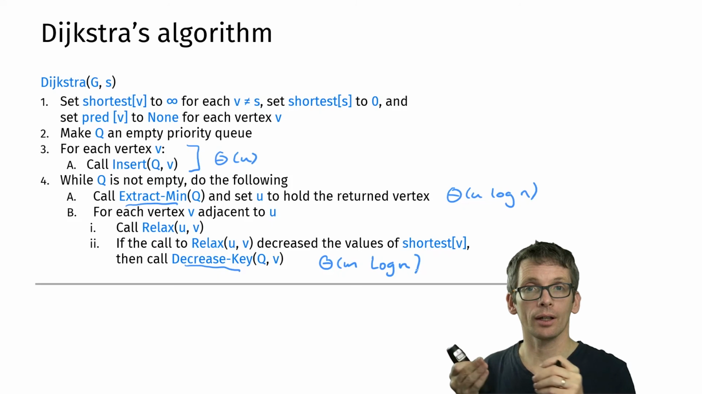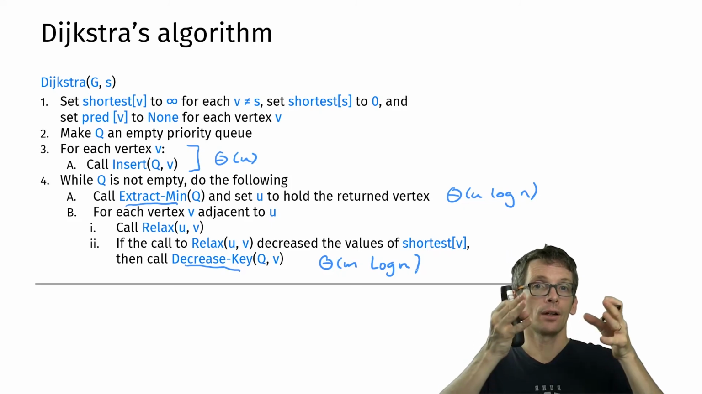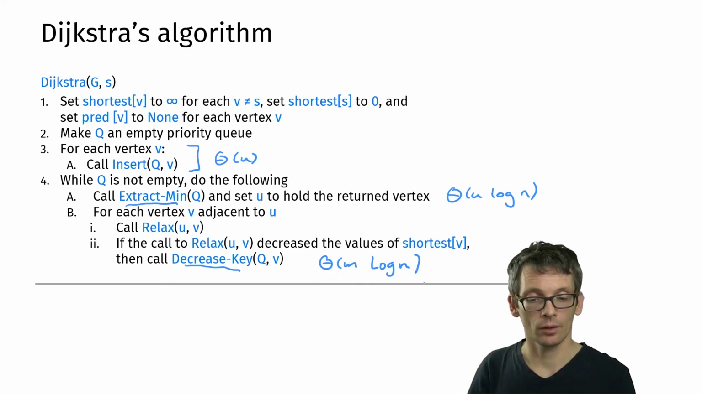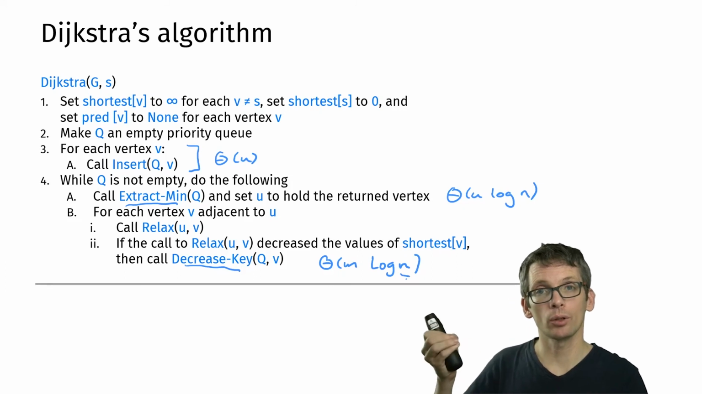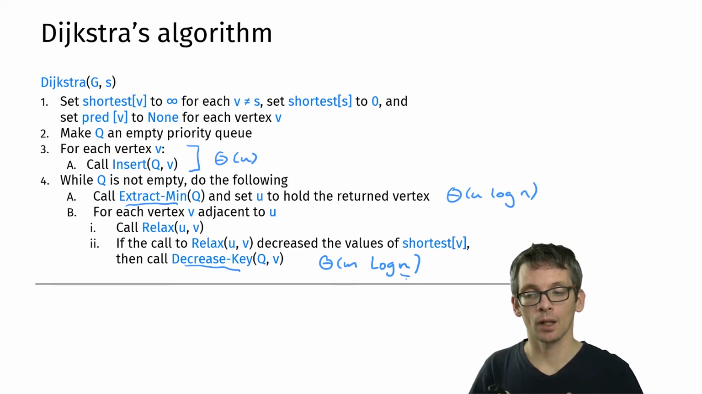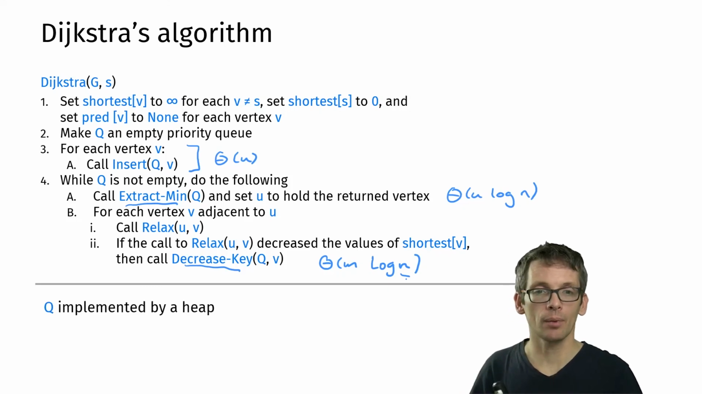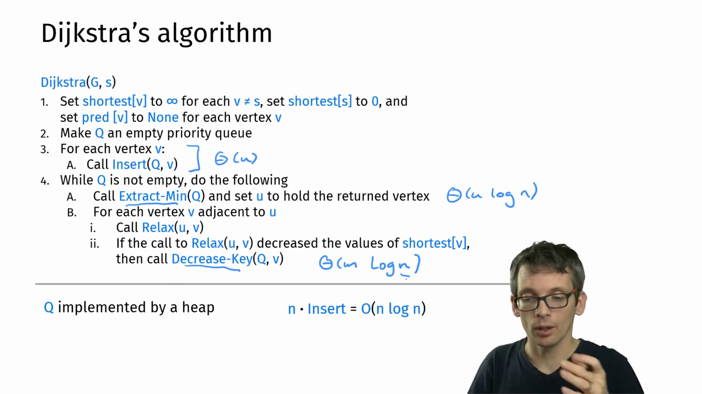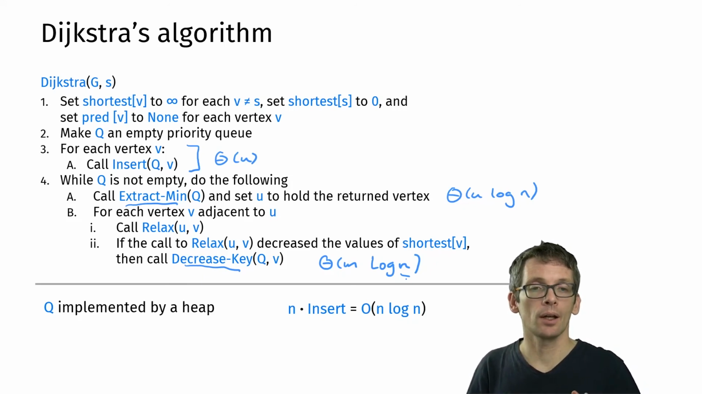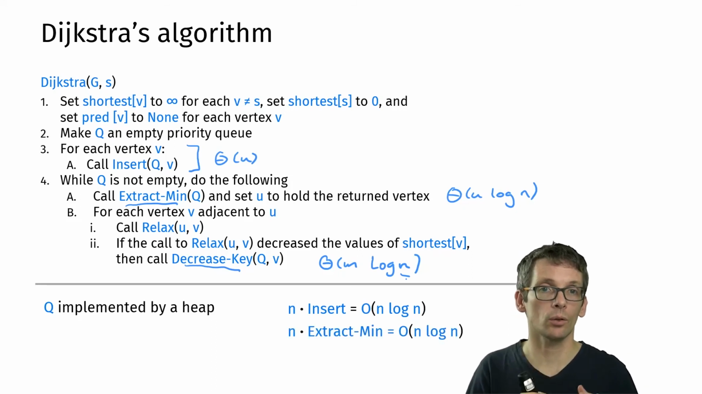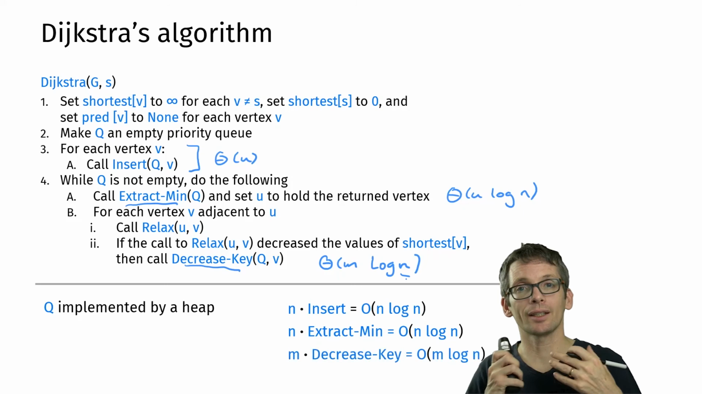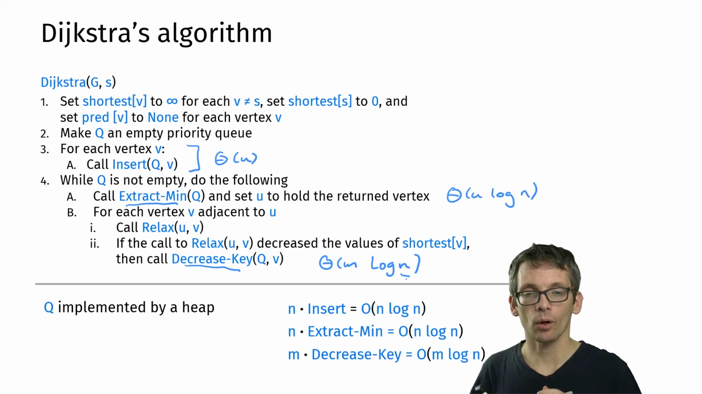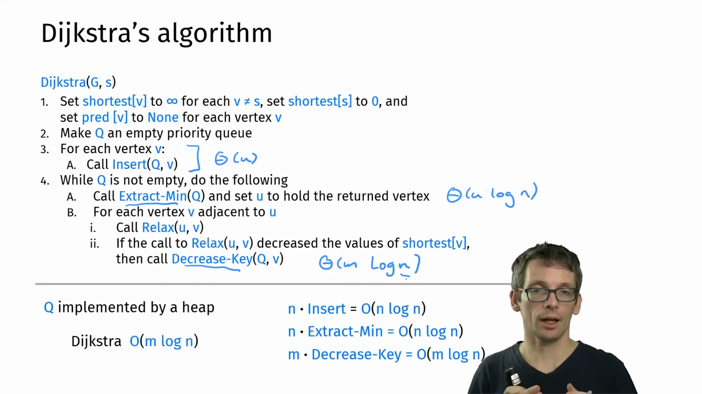So why log n and not log m? Because I have in my heap, not the edges, I have the vertices. So the heap has size n, so it's log n, but I do it per edge, so m times log n. So with a queue implemented as a heap, I get n times insert, so n log n, or if I want to, by using build heap, linear time. I extract n times the minimum, that is O of n log n. I do decrease key m times, that is O of m log n. So Dijkstra's algorithm overall takes order m log n time.